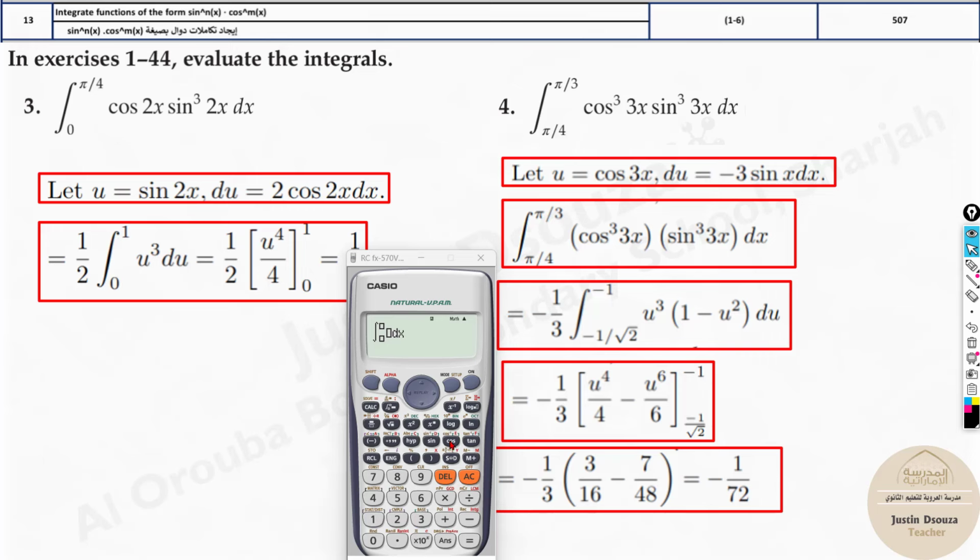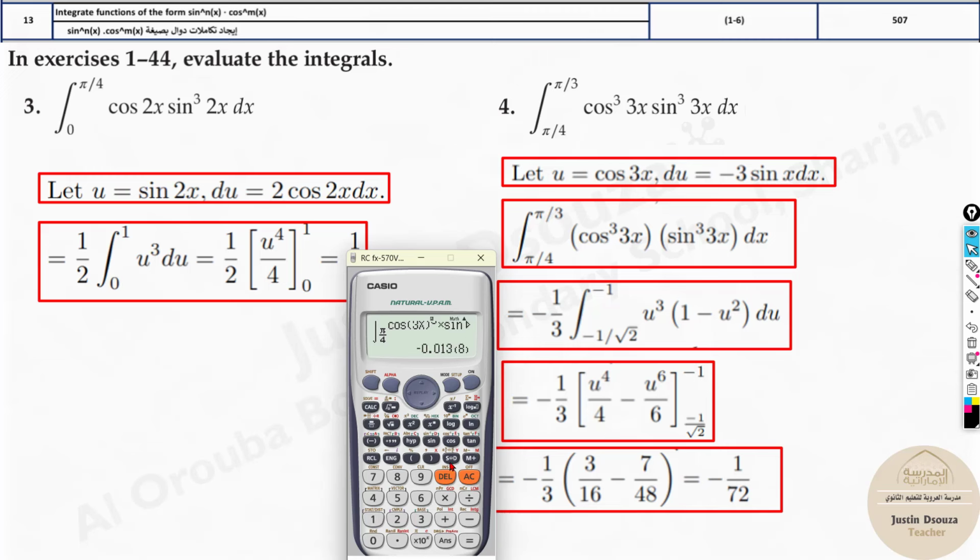Type it out: cosine 3x, with x as the variable, then cube it because it's power 3. Multiply it with sine 3x, close the bracket, and again to the power 3. And then over here, you just press pi divided by 4, and up above is pi by 3. Press equal to, and the answer is negative 1 by 72.